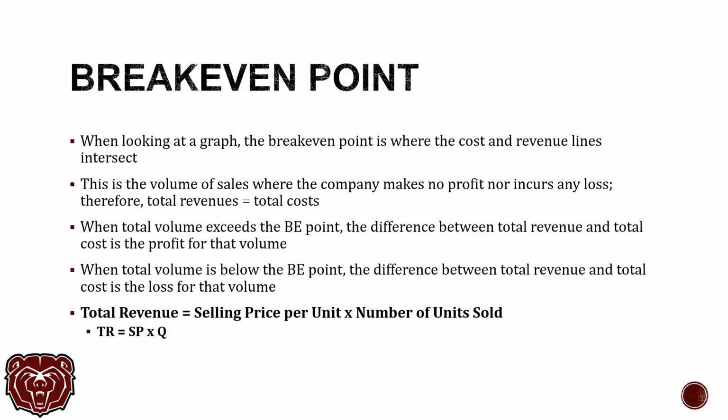So recall that we calculate total revenue by taking the selling price per unit and multiplying that times the number of units sold. Here I put it out in letters. This is how the book does it for us. So TR, total revenue, equals SP, or selling price, times Q, which is the quantity. You will notice, though, on our CVP graph that the x-axis is now units. Previously, we used the x-axis as activity, so instead of using x to represent that axis here, we're going to use Q instead to represent units.